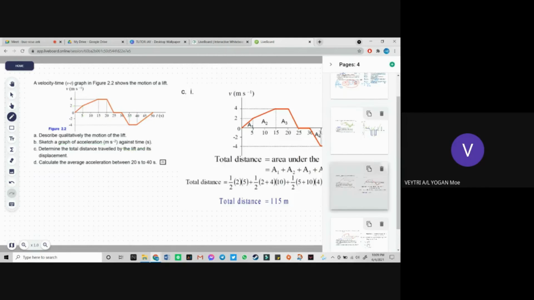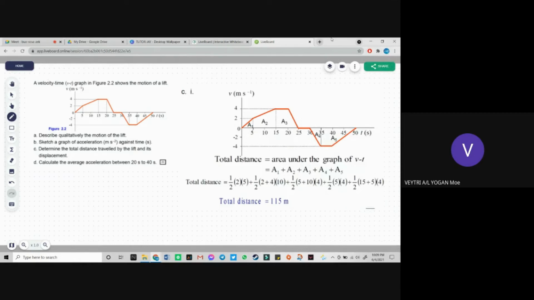Okay, now let's move on to C. For question C, they ask to determine the total distance. Let me just use another color. Determine the total distance traveled by the lift and its displacement. Sekarang, please remember one thing. Total distance ada tak tolak-tolak? Tiada kan? Tambah je semua. Kenapa? Dia scalar quantity. So when it's scalar and we are talking about distance, tambah, you guys know very well. Kalau nak cari, this is VT graph. Tadi dia cakap apa? Distance. Distance initially you guys know, distance displacement sama je benda. Tapi displacement ada negatif. Itu je beza.